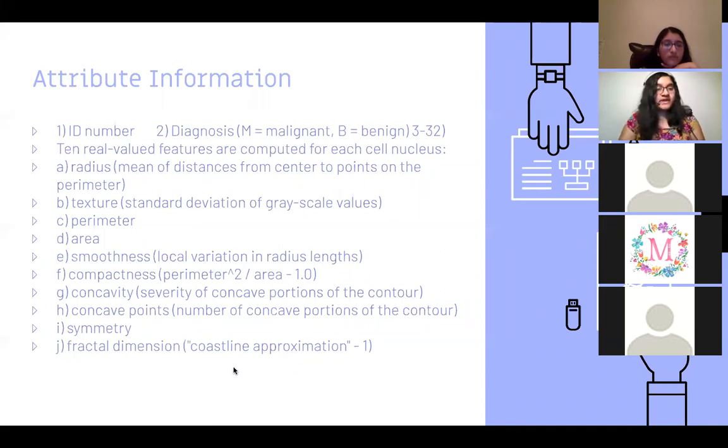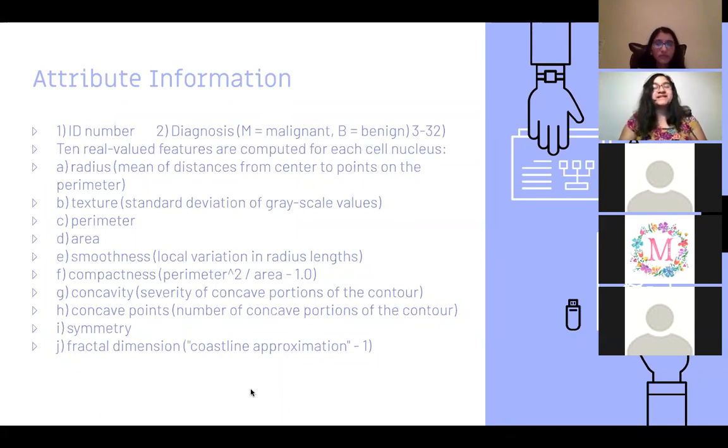And then, of course, a very important thing is that we know the diagnosis. Since this is supervised learning, you have to know the diagnosis. And so every single row that we see, every single case, will be either labeled M or B for malignant or benign. And then we also will have 10 real valued features that are computed for each cell nucleus.